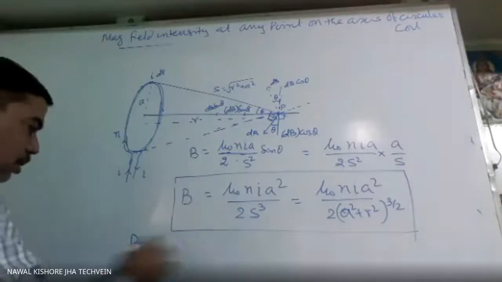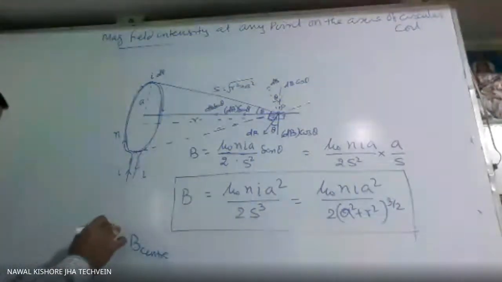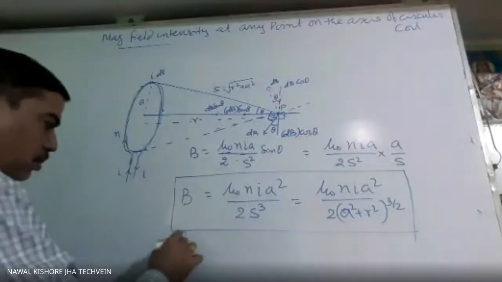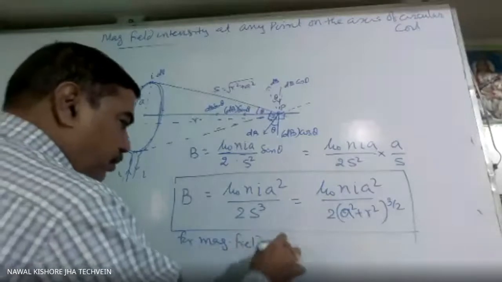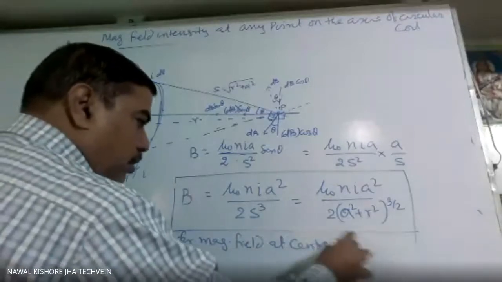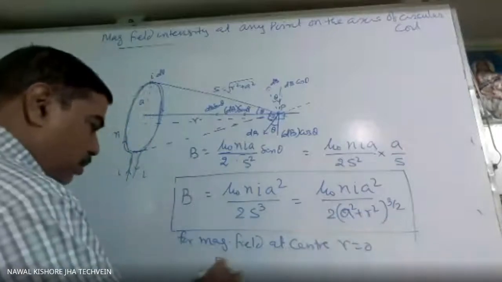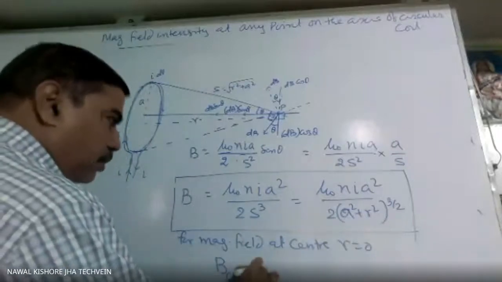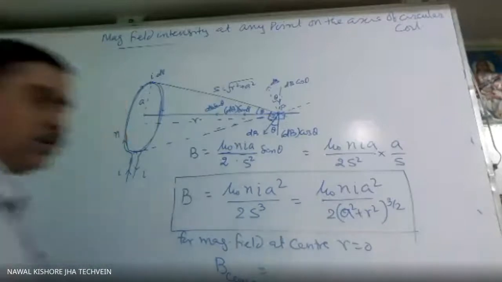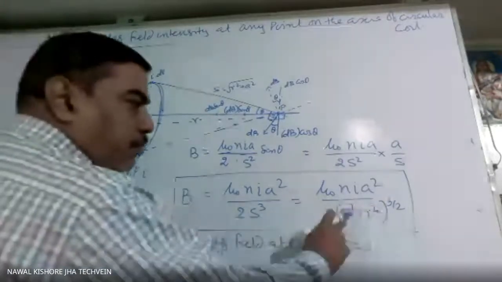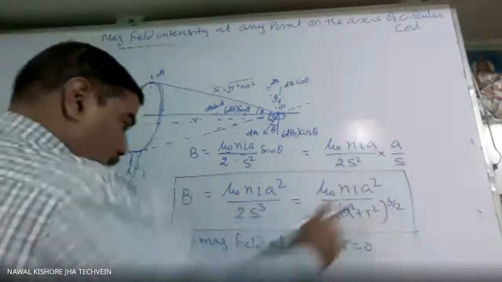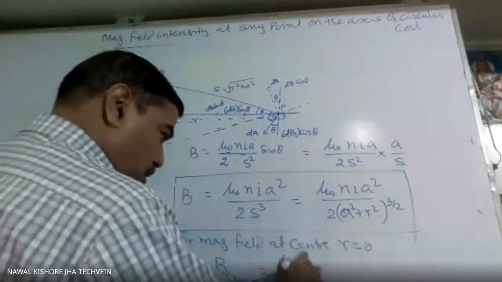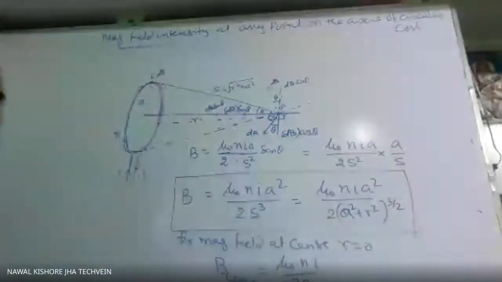So at center, okay, for magnetic field at center, what will be? This r will become 0. So what is the value of B at center? This will become a square to the power 3 by 2, that is a cube, a square by a cube. A only, so this is mu naught n I over 2a. So the same formula which we have derived there.